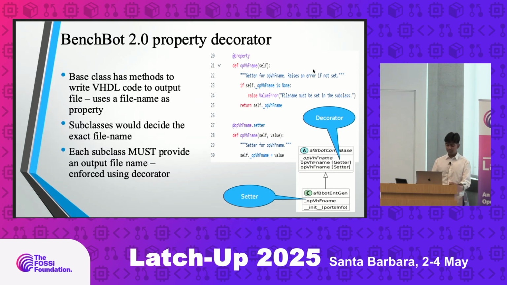Another aspect we've brought in is the use of property decorators in Python. Our base class includes a file name variable used to decide where the VHDL file gets named and written. But we wanted to ensure that this file name was always set correctly, defined by subclasses, and wasn't forgotten. So we use Python's property getter and setter decorators. You can see this in the code on line 22, the getter, and line 27, the setter. The code snippet on the right, the file name getter, checks if the file name is set, and if not, it raises a value error. This makes sure that the file name was set, and it prevents bugs where you think a file was written, but it actually wasn't.